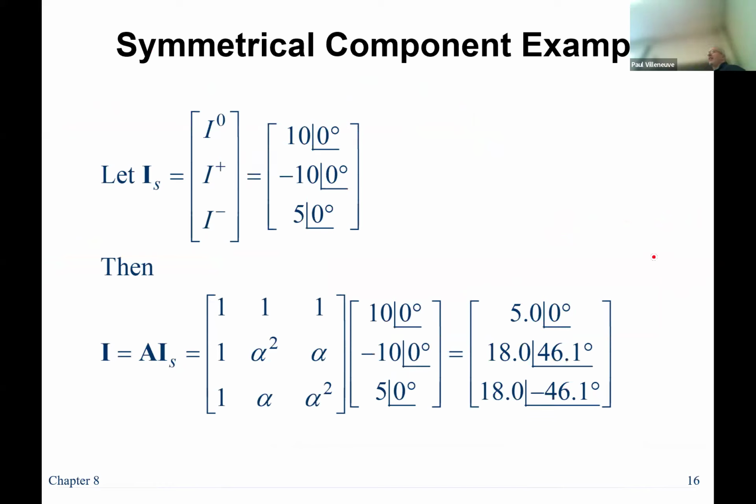So if I've got calculations and I have symmetrical components, positive, negative, and zero sequence, I can easily go back into phase components just by multiplying by my A matrix. And again, you can see these clearly are not a balanced set of phasors. I've got 5 at an angle of 0. I've got 18 at 46.1 and 18 at minus 46.1. So not even close to being a balanced set of phasors. But you can do the calculations pretty easily yourself.